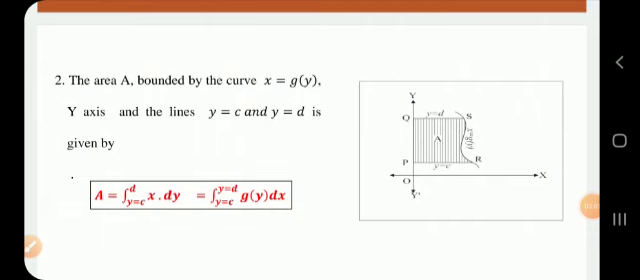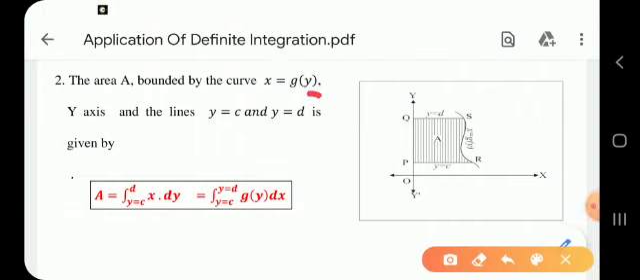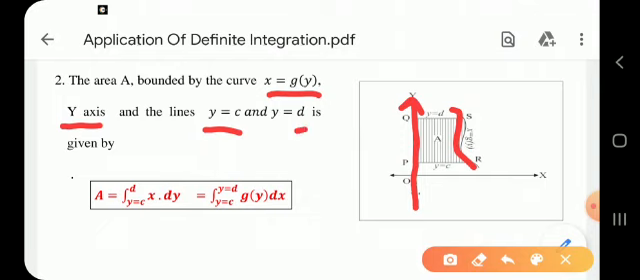In second case, we consider x is equal to g of y. This curve is like this, then this y axis, here y axis is here, then the lines y is equal to c and y is equal to d. We define y is equal to c here, then here y is equal to d is here, then the area bounded in between the curve x is equal to g of y, then the y axis, then the lines y is equal to c and y is equal to d.